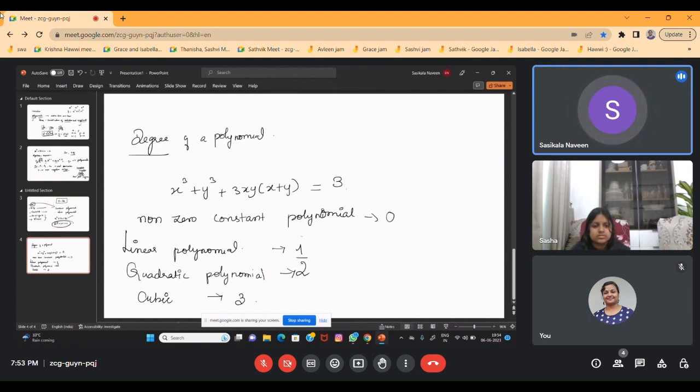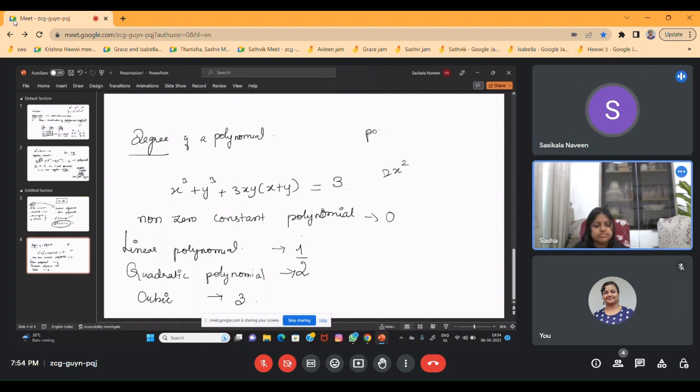Polynomials in one variable. In this topic itself, you can explain about polynomials in one variable. That means it has only one variable. It will not come under linear. It may have any degree, but the variable is one.